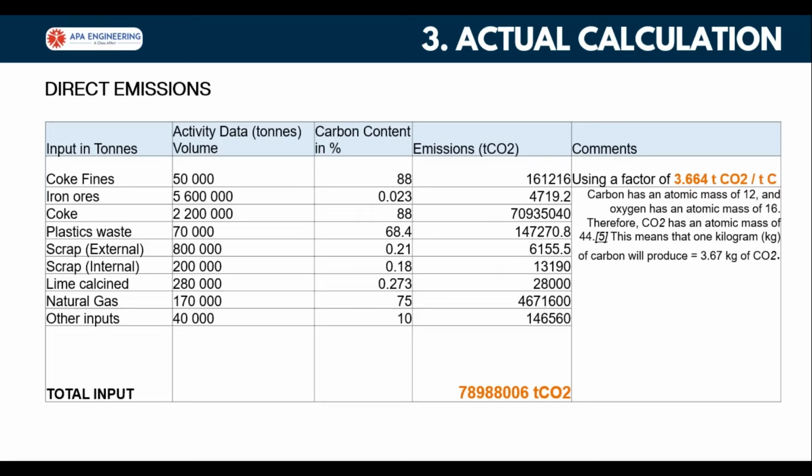And we have also written why we are using this correctional factor. So 1 kilogram of carbon will produce 3.67 kg of carbon dioxide. So this is the correctional factor we are using in the direct emissions.